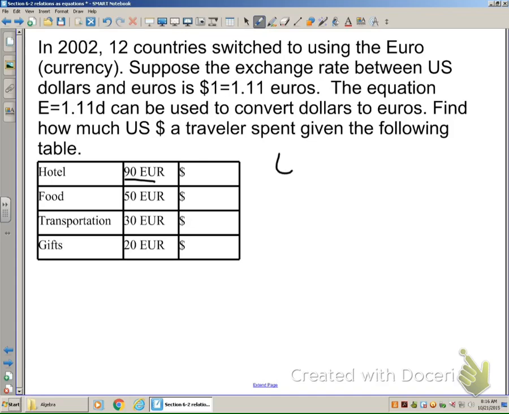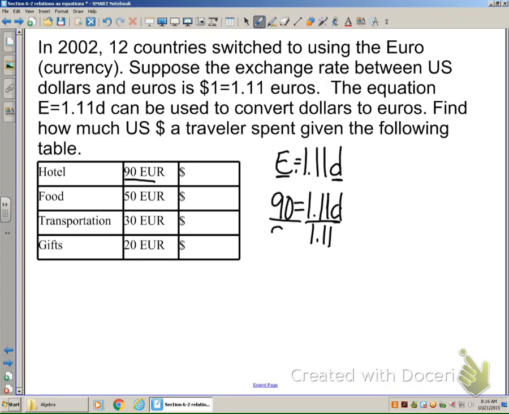So, we're going to use the formula. E equals 1.11 times D. Well, we don't know D, but we know the euros was 90. So, in place of my E for euros, I'm going to replace 90. So 90 equals 1.11 times D. How would I get D by itself? Well, hopefully you all remember from what we've been working on so far this year. In order to get D by itself, I'm going to divide by 1.11.